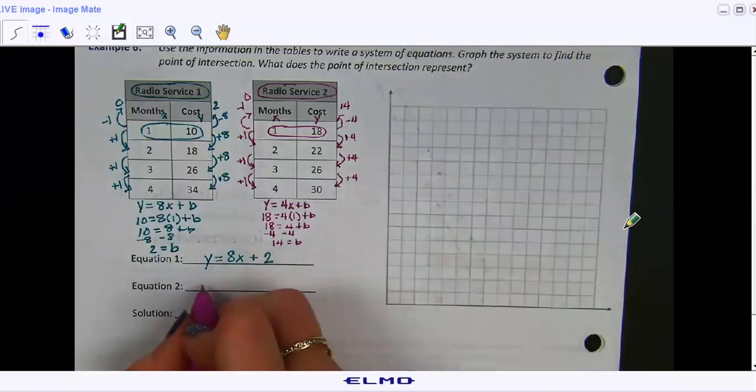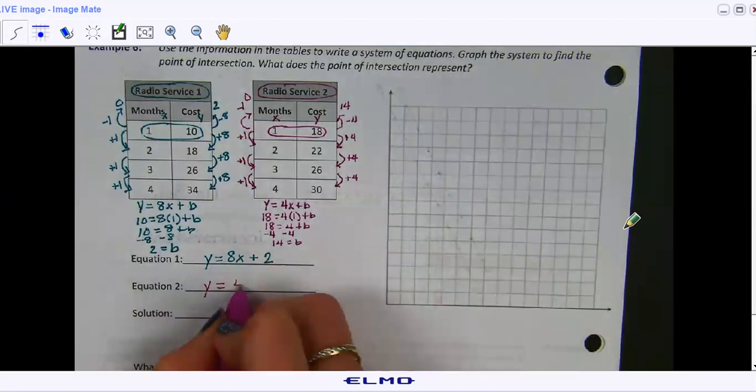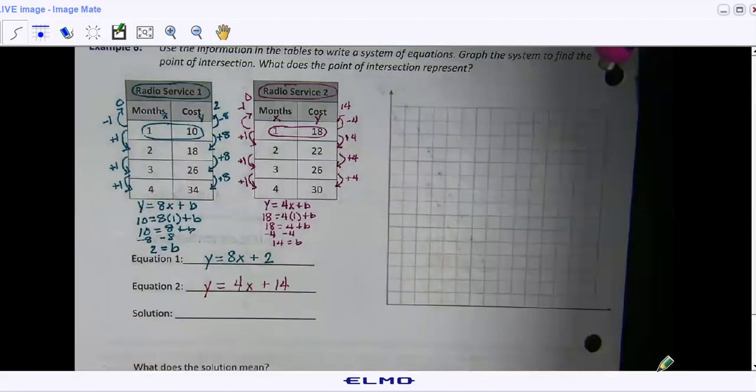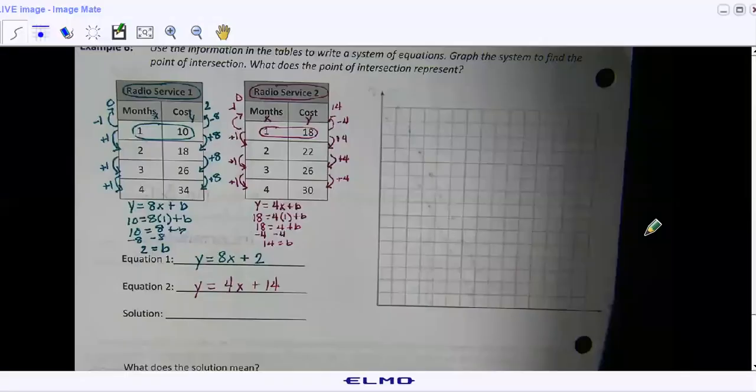For the second one, right? Okay, I got the equation: y equals 4x plus 14. Yep. Good. How did you get that? Okay, so now that we have both equations, we can graph.